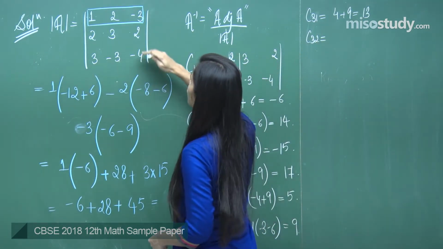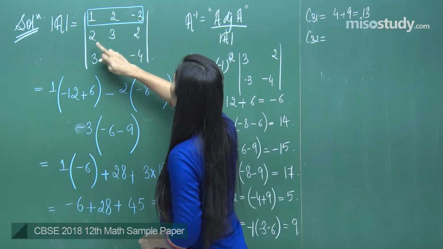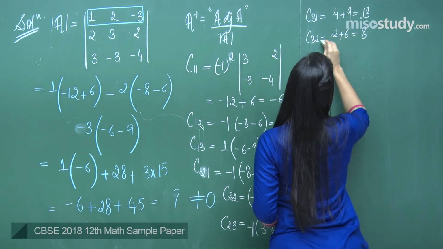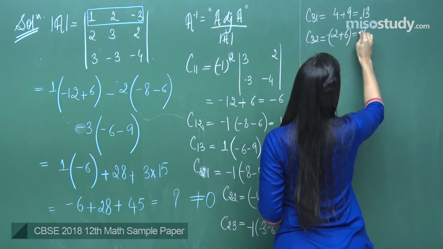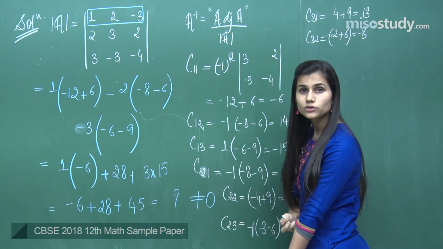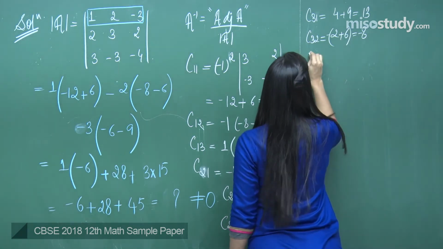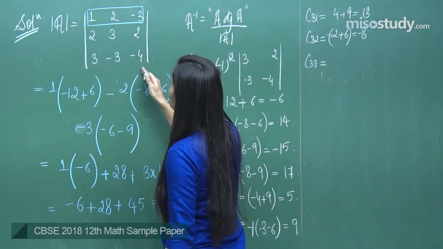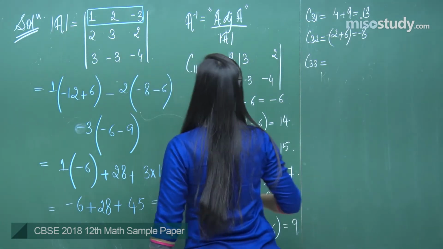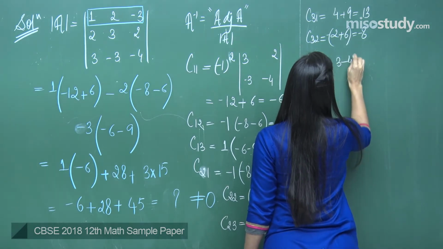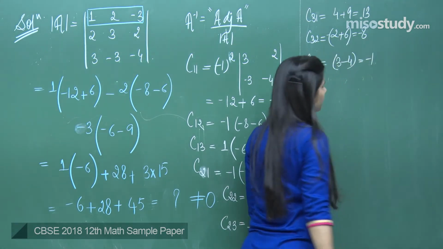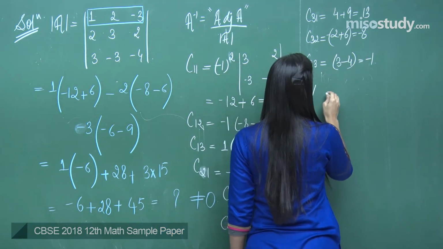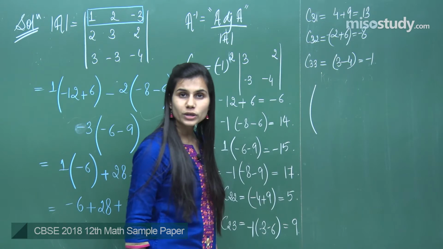C32. Third row, second column, this gives you 2 plus 6, which is 8, or I should say minus of 2 plus 6, which gives you minus 8, because minus 1 to the power 5 is minus 1. Then you have C33. So third row, third column. So you have 3 minus 4, which is minus 1. And that means you have got your adjoint of A as transpose of which matrix?